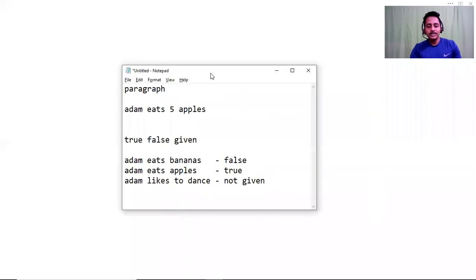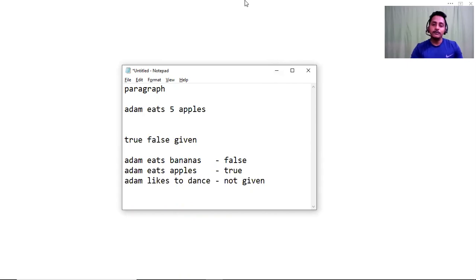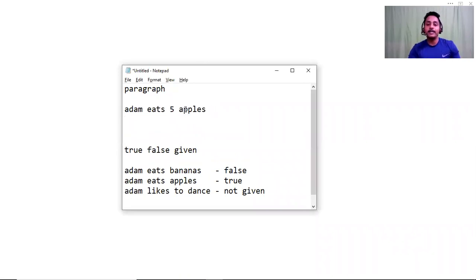So we have a couple of modules like true, false, not given, and two more modules I've got today. Before we begin, let's understand what true, false, not given is. You will be given a paragraph, a big paragraph. One of the statements is Adam eats apples, 5 apples. I've told multiple times, but still for new people, let's spend like 1 minute on this to recapitulate.